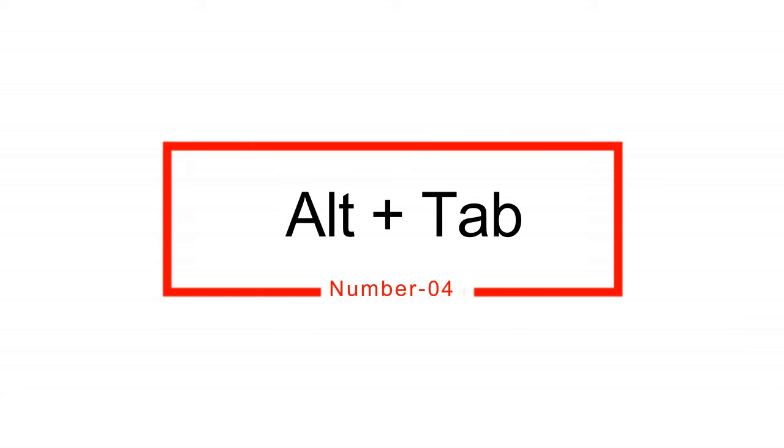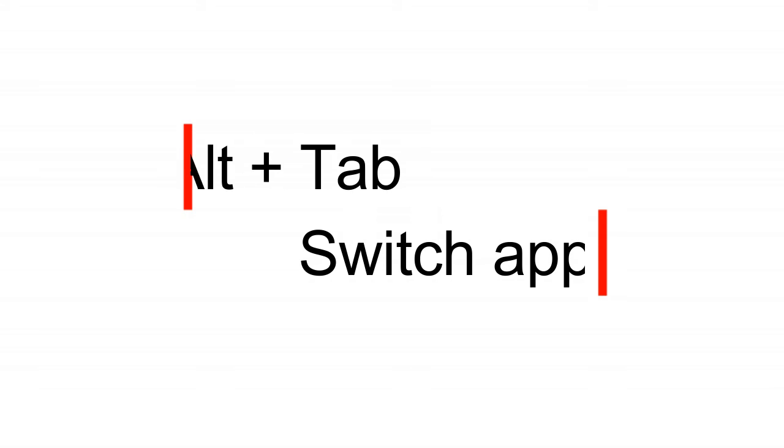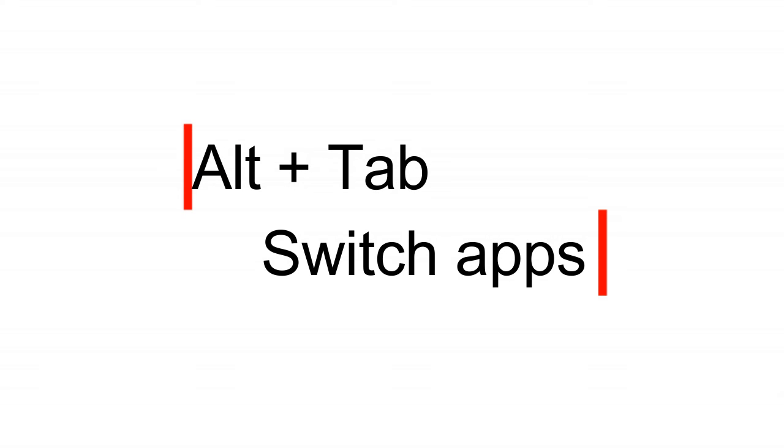This is one of the classic Windows shortcuts and it can be hugely useful when you are running multiple applications. Just press Alt+Tab and you will be able to quickly flick through all your open windows.